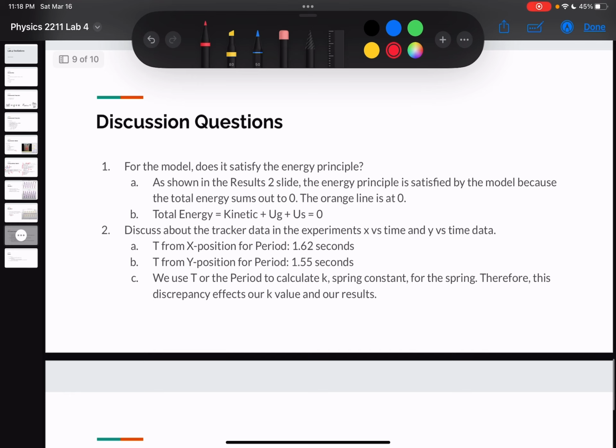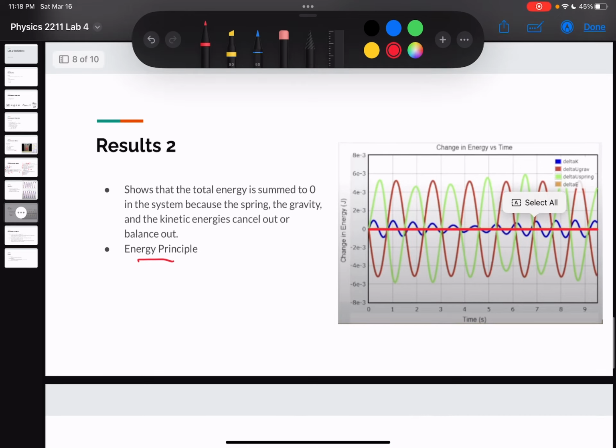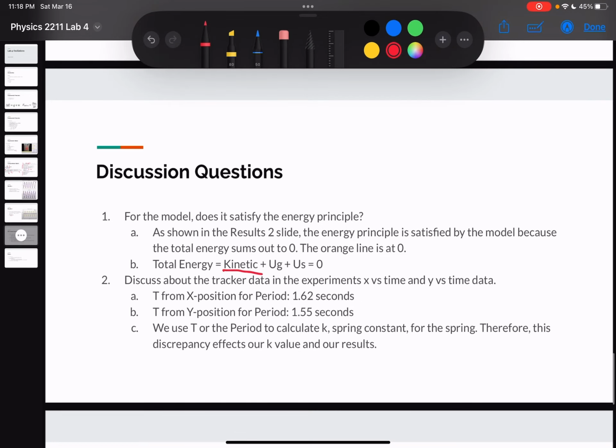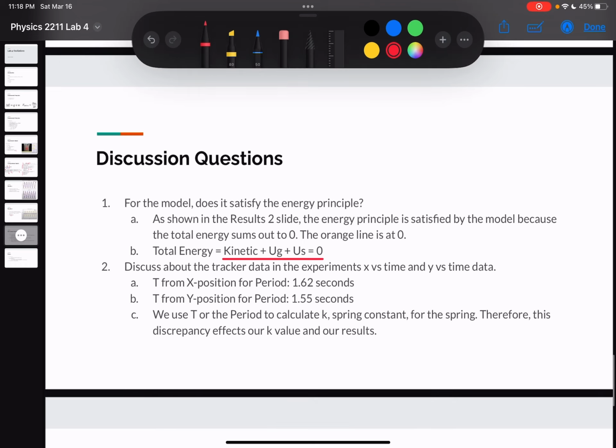So, discussion questions. For the model, does it satisfy the energy principle? As shown in the results 2 slide right here, it does satisfy the energy principle because the kinetic energy, the gravitational potential energy, and the spring potential energy all add up to 0. So basically change in energy is 0, total energy is 0, at any given point.